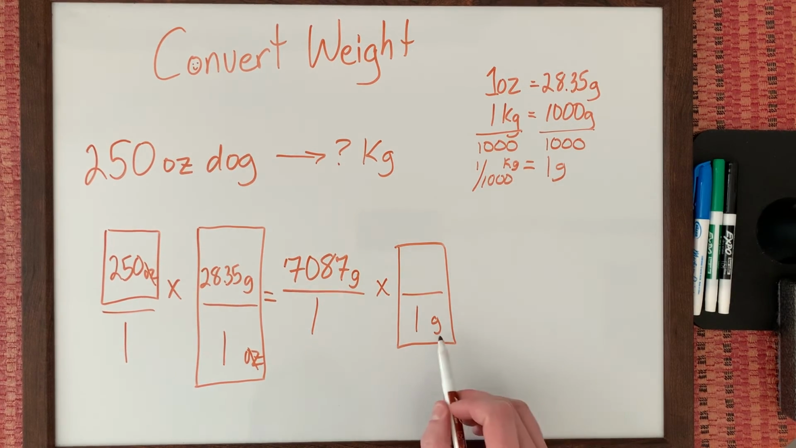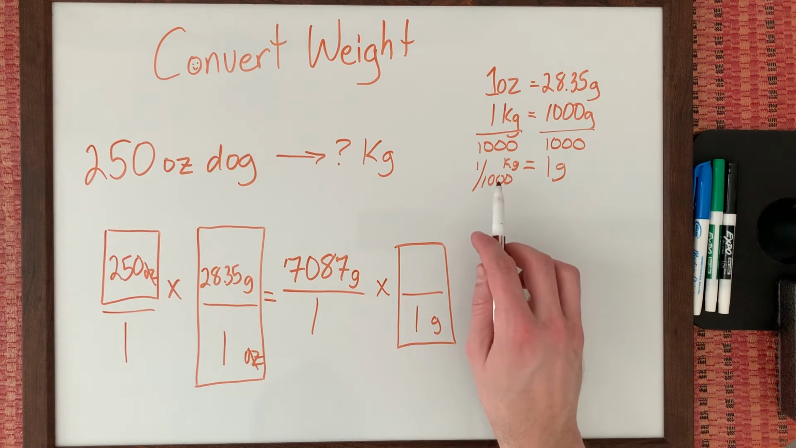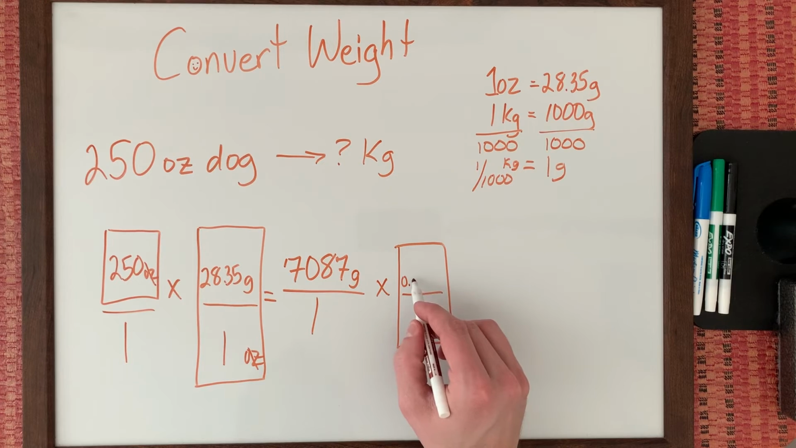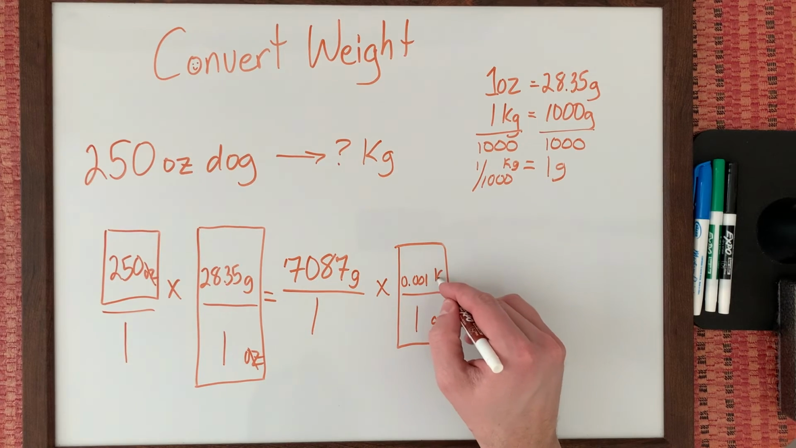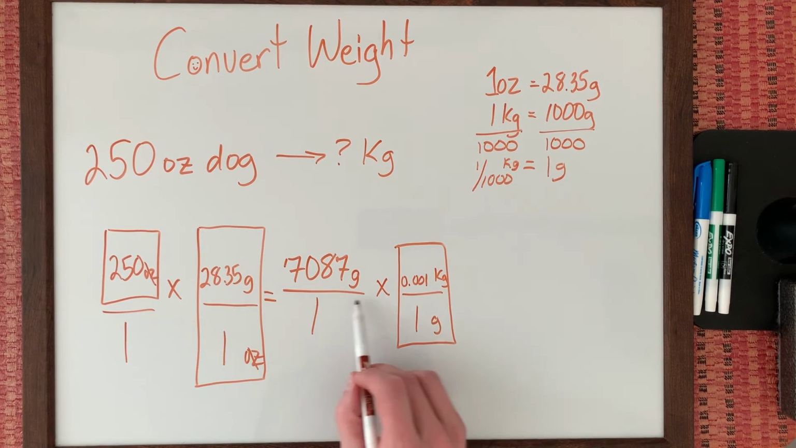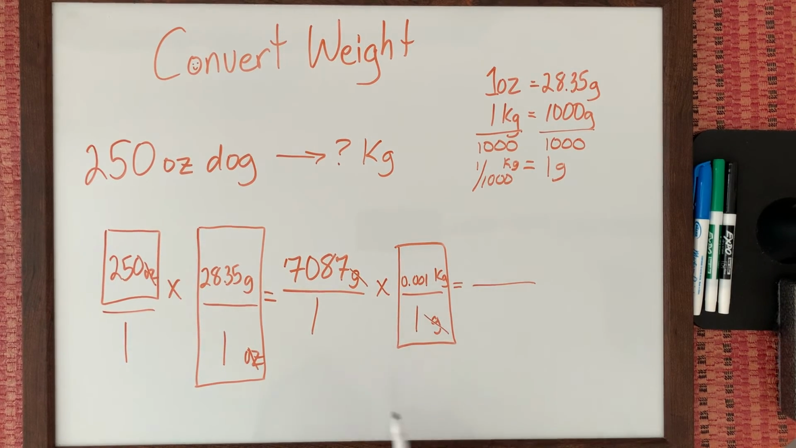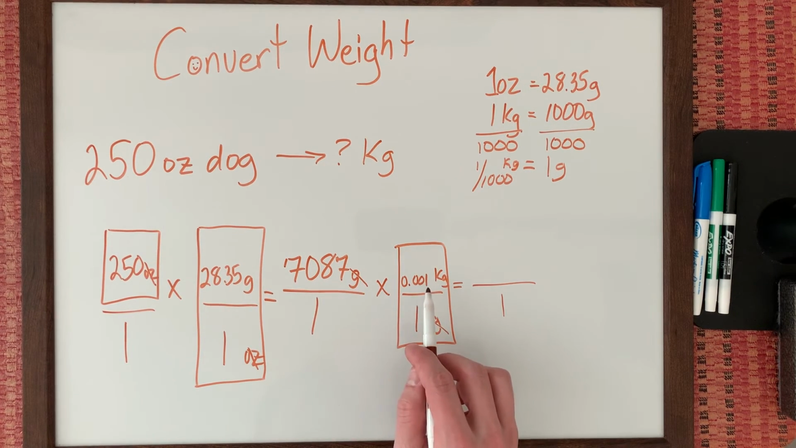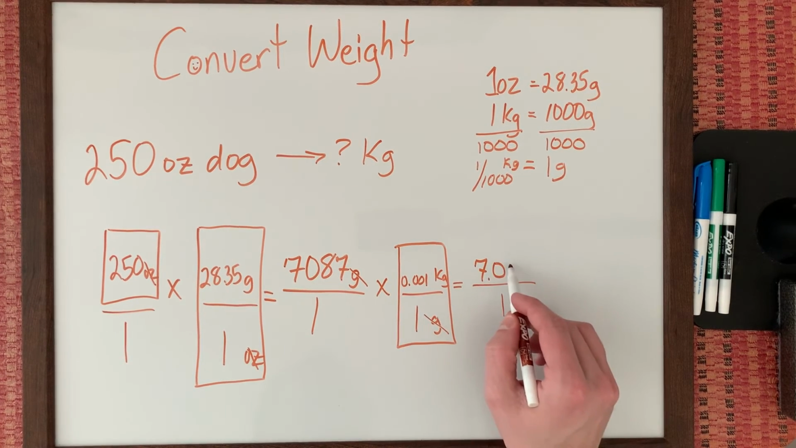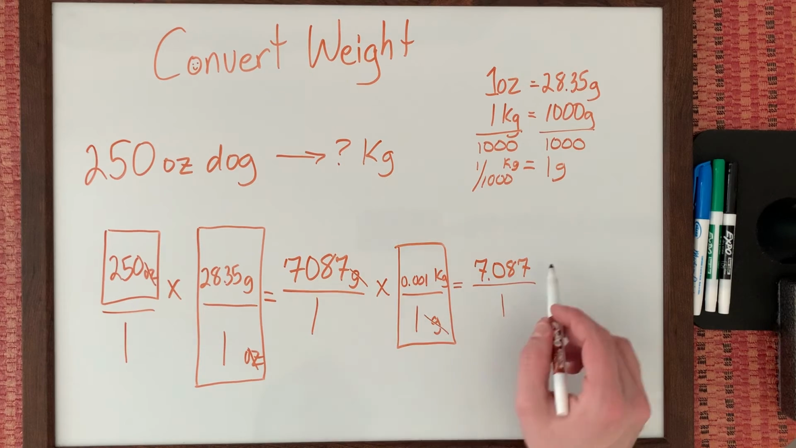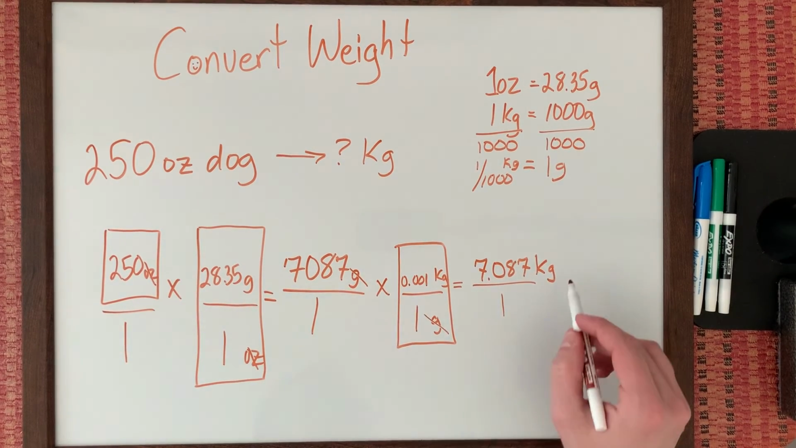All right, so 1 gram is what I have in the denominator, and that is equivalent to 0.001. That's a decimal version of 1/1000th kilograms. Okay. So now, again, I'm going to multiply, and grams are diagonal, so they're going to cancel. And 1 times 1 is just 1. And in the numerator, I have 7,087, basically divided by 1,000, or times 1/1000th. And so that's going to give you 7.087, and the units that we have left over are kilograms.